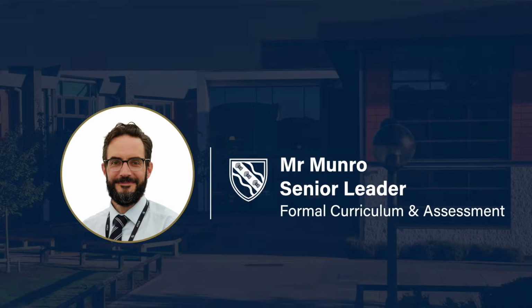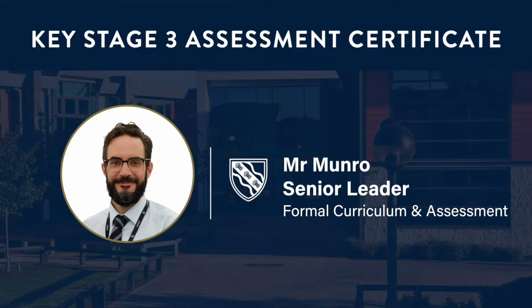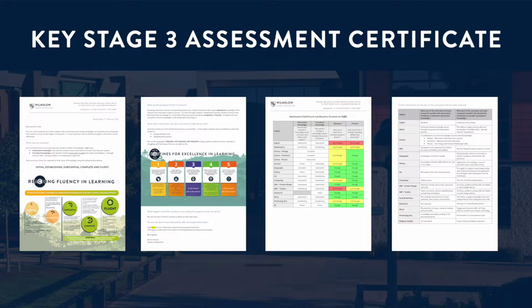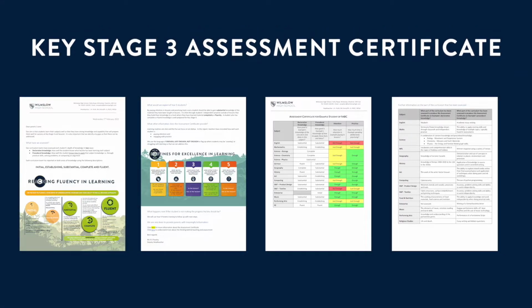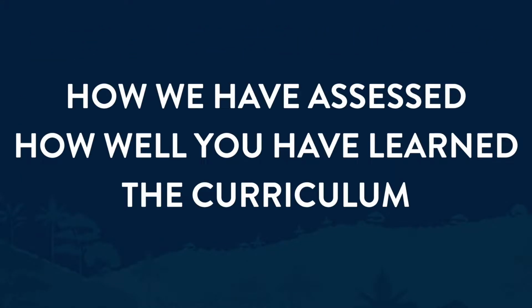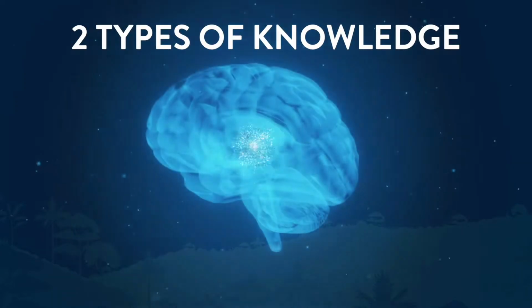This year we've taken a new approach to how we are assessing students' progress at Key Stage 3, and I want to talk you through how that will look for you as a student. First of all, let's talk about how we've assessed how well you've learnt the curriculum this year. We want to understand and to share with you and your parents how well you can remember what you've been taught. And we've split this into two different types of knowledge.